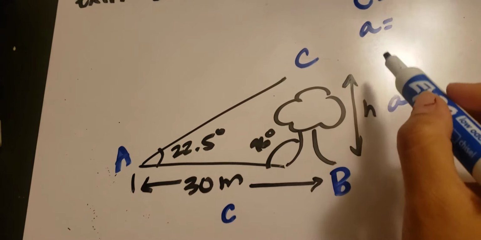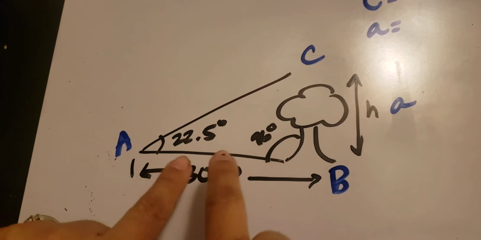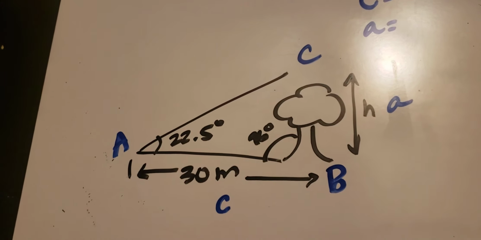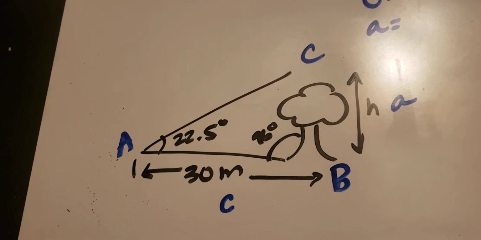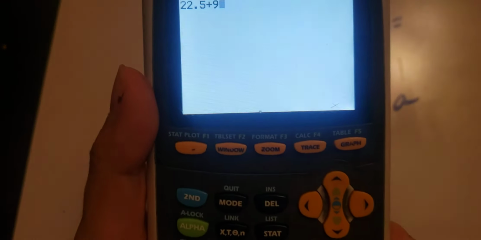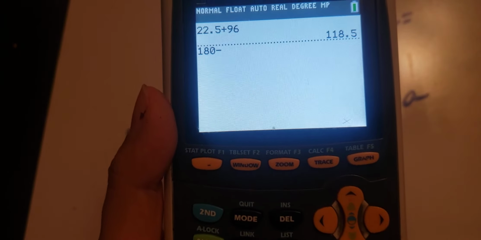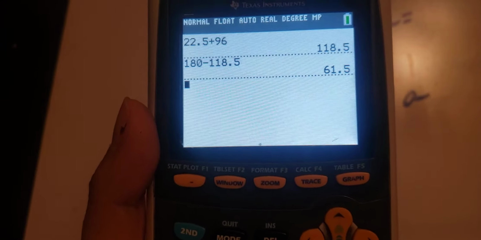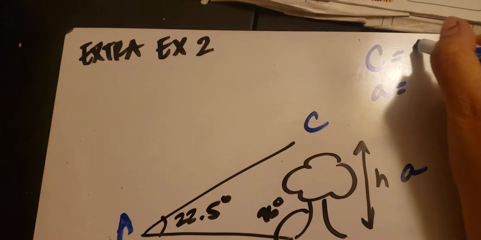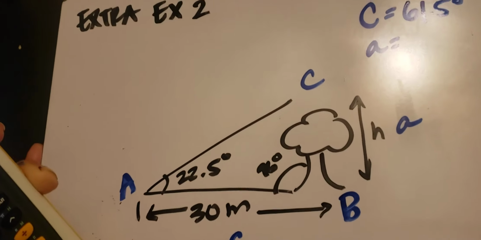To find angle C, remember, add up these 2 angles and subtract them from 180. So if I add up 22.5 and 96 degrees, which I'm going to use a calculator, 22.5 plus 96, I end up with 118.5. So subtract 180 minus 118.5, and that gives me 61.5. So angle C is 61.5 degrees, okay? And that's it. So that's my angle.